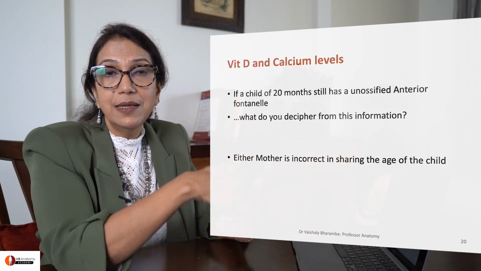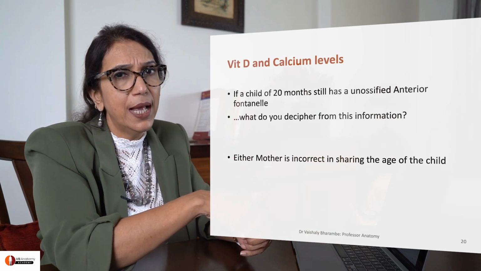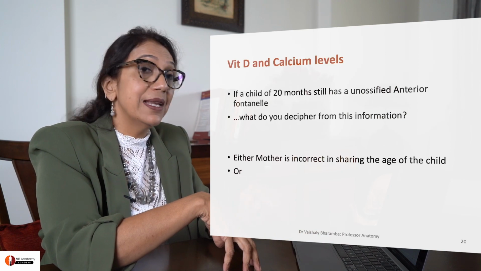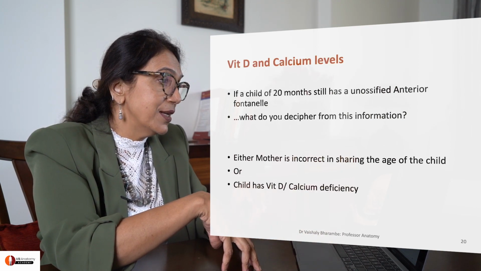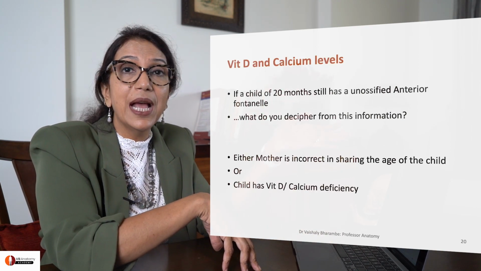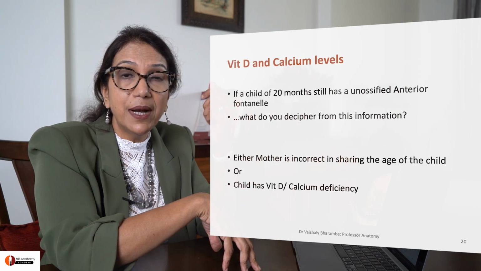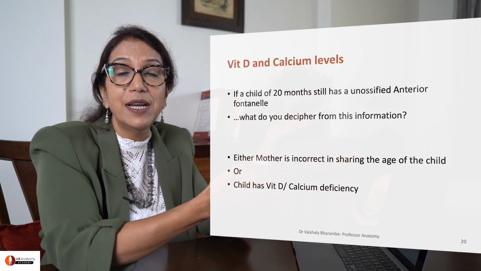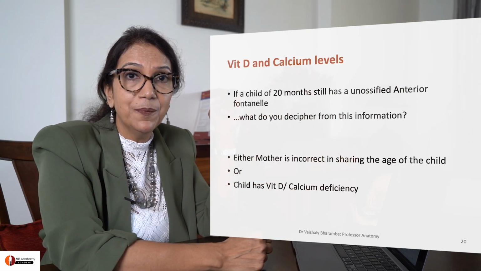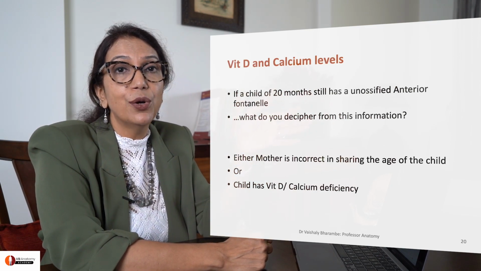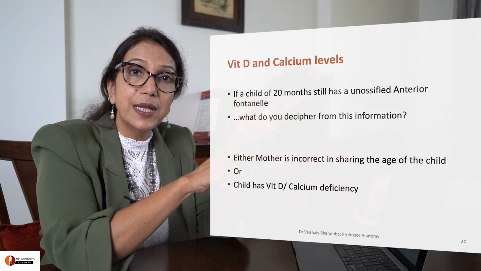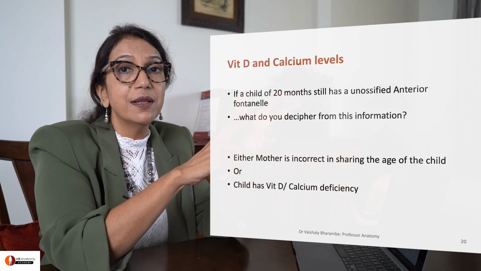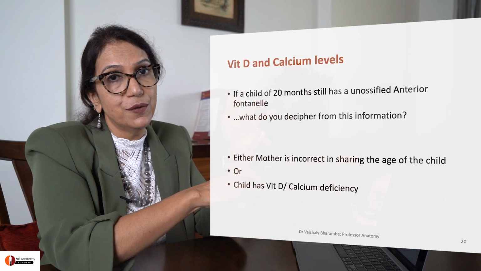Either the mother is telling the child's age wrong, not likely. Then what is the next option? The next option is the child has vitamin D or calcium deficiency. See how smart you are. You didn't have to check the child's blood levels to know that the child had a vitamin deficiency. Okay. So this is how again the fontanelle helps you. It helps you to tell the age of the child. It helps you to tell the vitamin D and calcium levels of the child.